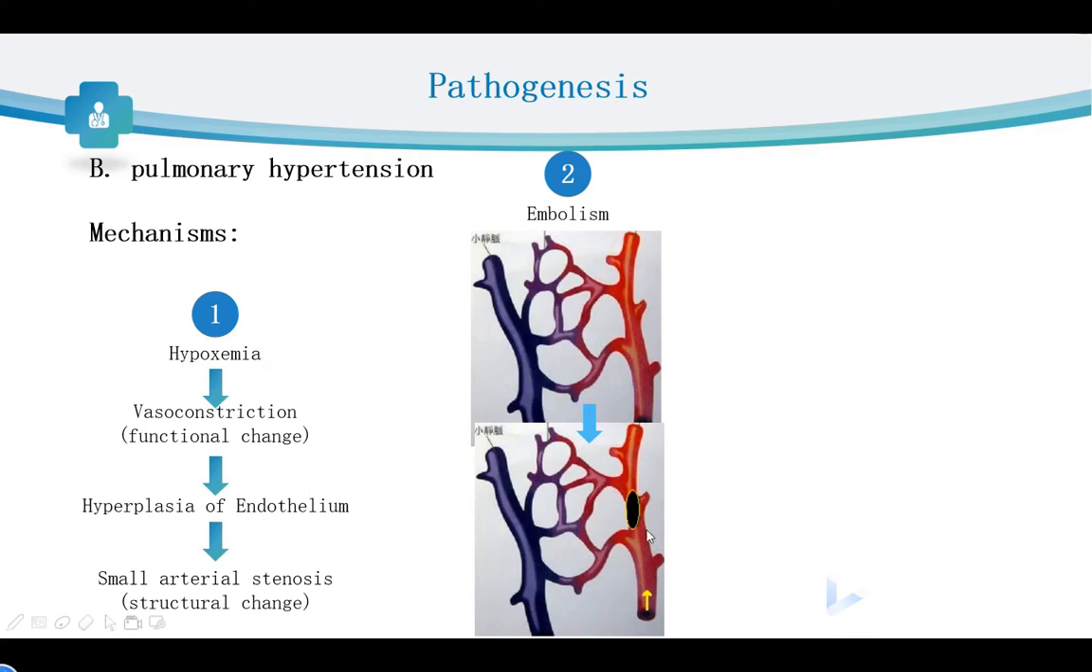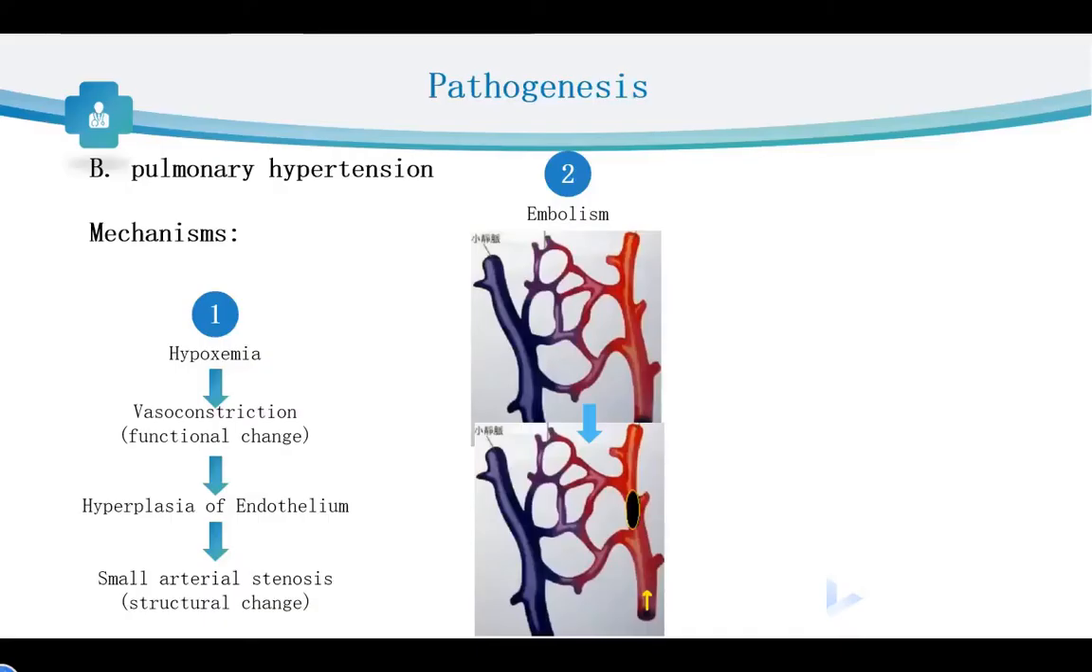And now there is an obstruction of the pulmonary artery. It will cause increased pressure upstream of the pulmonary artery, including the pulmonary trunk and the right heart. So, pulmonary embolism can directly increase the pressure of the pulmonary artery because of the obstruction.